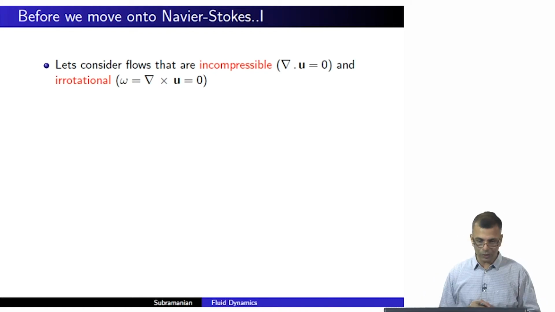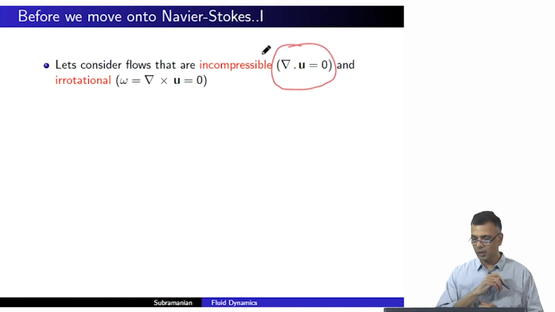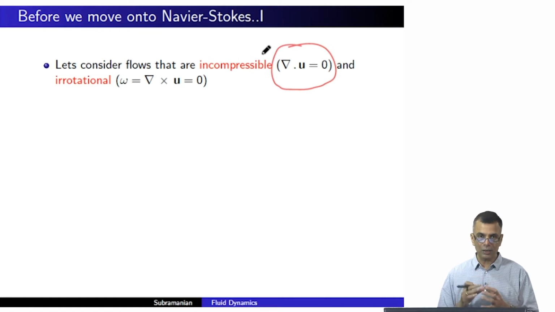So let's first consider flows that are incompressible. In other words, characterized by divergence of u equals 0. Remember the definition of incompressibility: an incompressible flow is one for which a Lagrangian observer, an observer sitting on top of a fluid parcel, does not discern any changes in density. It is very important to keep this in mind.